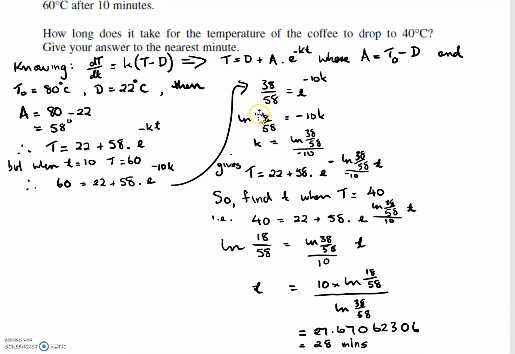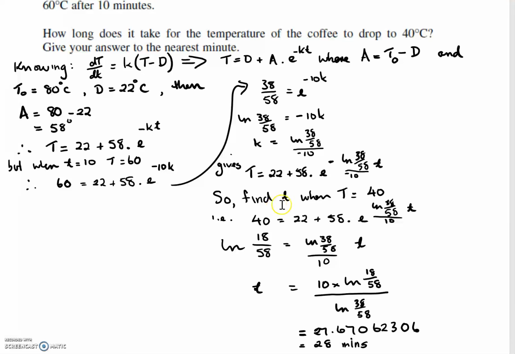I'm really hoping all these numbers are correct. Take the log of both sides because we want the power. K is equal to this log divided by negative 10. Subbing that back into the equation, 22 plus 58, it's a negative K. No, sorry, it was negative in the formula. It's a negative K times t, turns it positive.